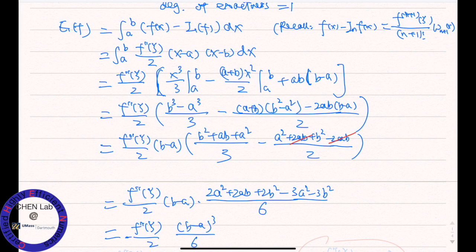You get that? If you recall, we concluded on Tuesday that the error for the midpoint rule is f double prime c over 24 times (b minus a) cubed. Here, for the trapezoidal rule, the error is negative f double prime c over 12, that is, 2 times 6, also times (b minus a) cubed.